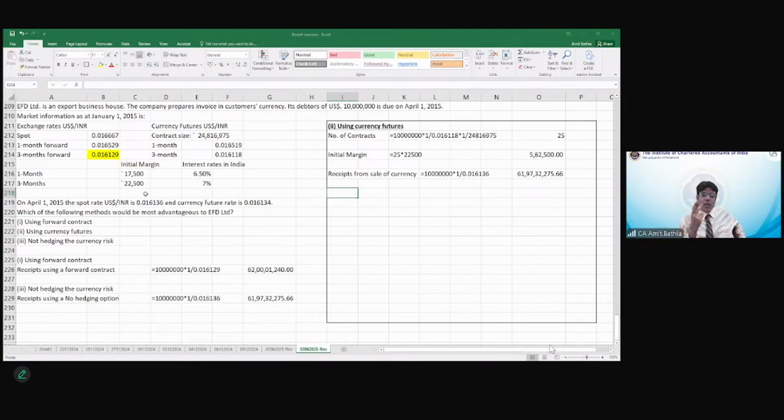Higher. So say for example, if your currency future rate over here was 0.016110. So your no hedging option would have been obviously at 0.016110 because that is the spot rate. But in that case, would you essentially avail the currency future value? Because the spot rate is lesser, will you essentially exercise that option? No. So you will try to get the benefit from your futures position which you have taken, right? Yes.